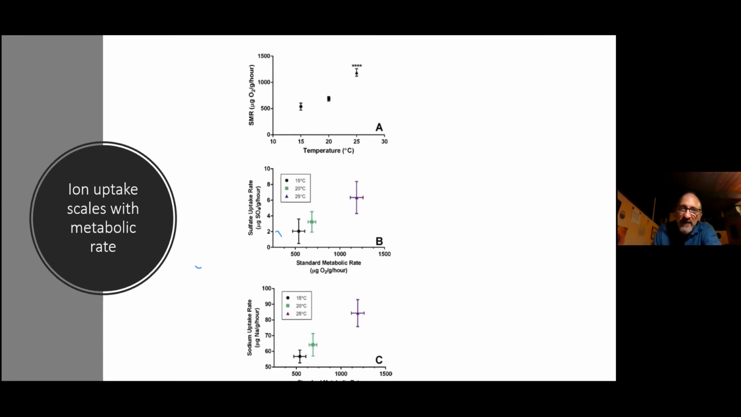In the first plot, I've got the standard metabolic rates at these temperatures. The second one, I've got the sulfate uptake rates mapped to the standard metabolic rate, and then I've got the sodium uptake rates. And you can see that metabolic rate is sitting right on, the relationship is really nice. So we know how metabolic rate responds to temperature, and clearly the animals are taking up more of the major ions at higher temperatures.